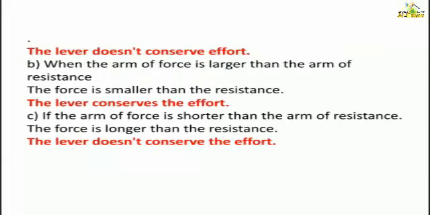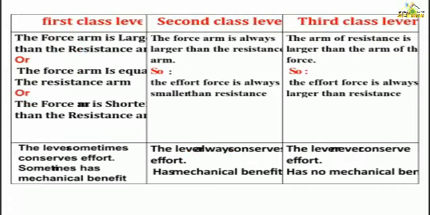number B, when the arm of the force is larger than the arm of resistance, the force is smaller than the resistance. So the lever conserves effort. If the arm of the force is shorter than the arm of resistance, the force is larger than the resistance, so the lever doesn't conserve the effort. So we have the three types of levers: first, second, third.